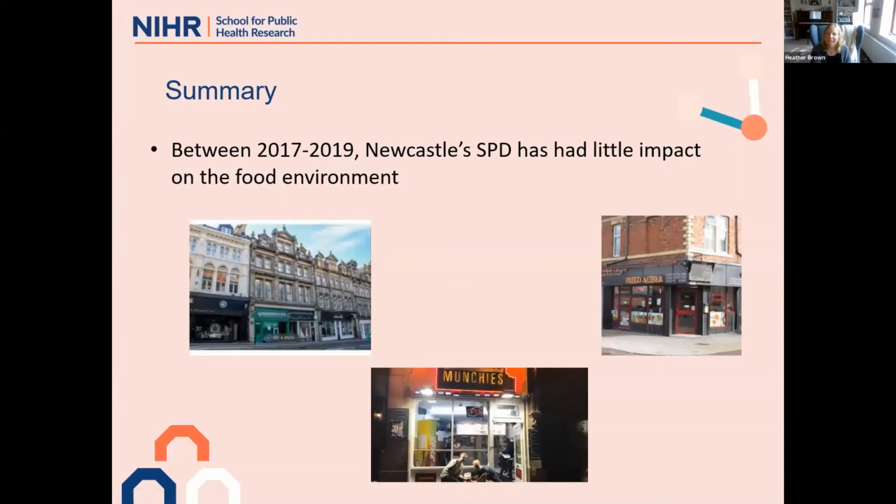So what we found is that the SPD has had little impact on the food environment. That doesn't necessarily mean that it's not the right thing to do or it's a bad thing, just saying that in this very short term we haven't found anything. And that's not to say that in the longer term it won't do anything, but I guess it's important to think about, especially post-COVID and the impact that COVID has had on the hospitality sector, how planning and public health can work together to promote a healthy environment that is also economically sustainable.